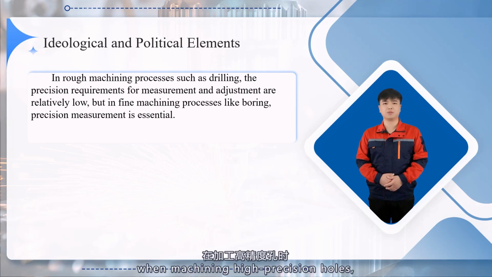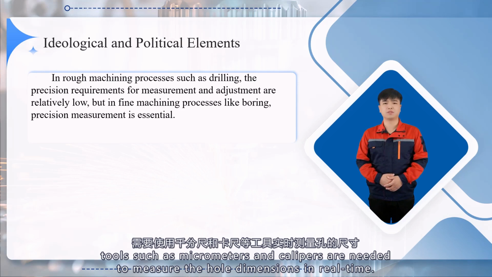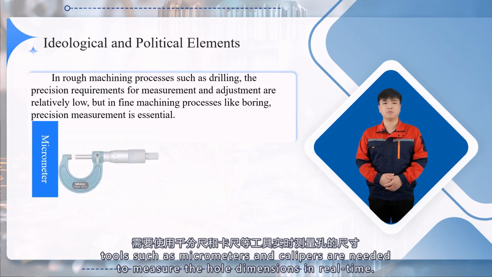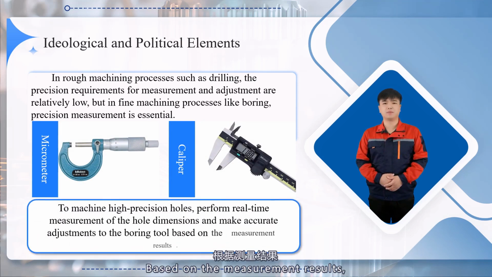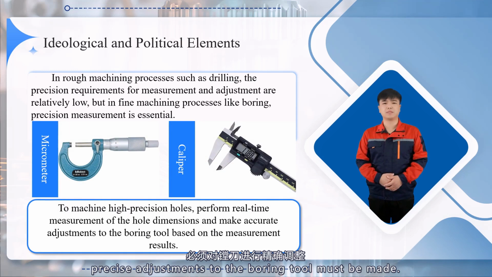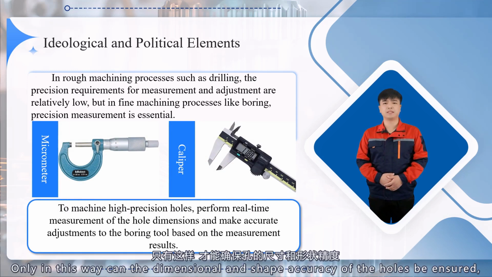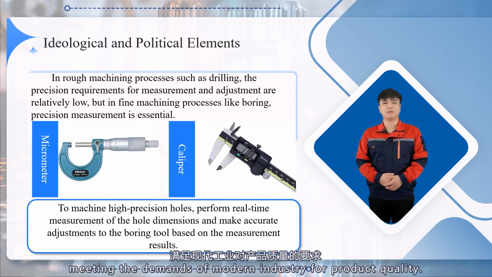For instance, when machining high-precision holes, tools such as micrometers and calipers are needed to measure the hole dimensions in real time. Based on the measurement results, precise adjustments to the boring tool must be made. Only in this way can the dimensional and shape accuracy of the holes be ensured, meeting the demands of modern industry for product quality.